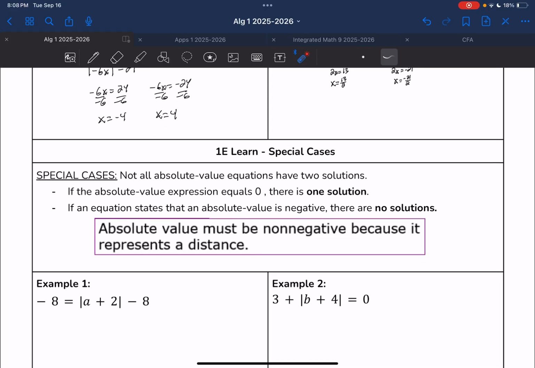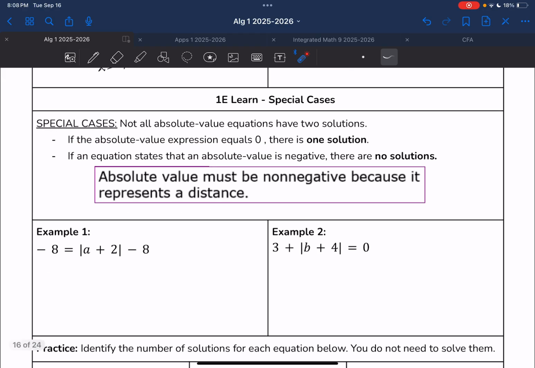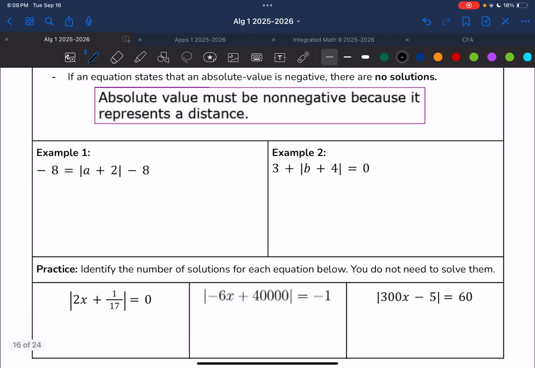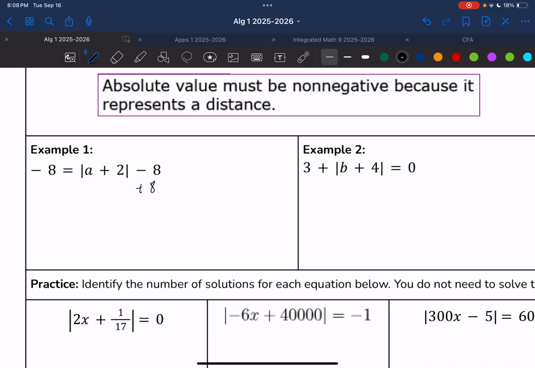And just as with solving regular equations, we have some special cases we want to be aware of. So if the absolute value expression equals 0, then there's only one solution. So let's look at example 1 over here. If we add 8 to both sides, we see that 0 is equal to the absolute value of a plus 2. Well, the absolute value of 0, the only place where that's true is 0. So here, 0 equals a plus 2, and your only answer is a is equal to negative 2. Right? So if the absolute value is equal to 0, you only have one solution, because the only number with absolute value 0 is 0.